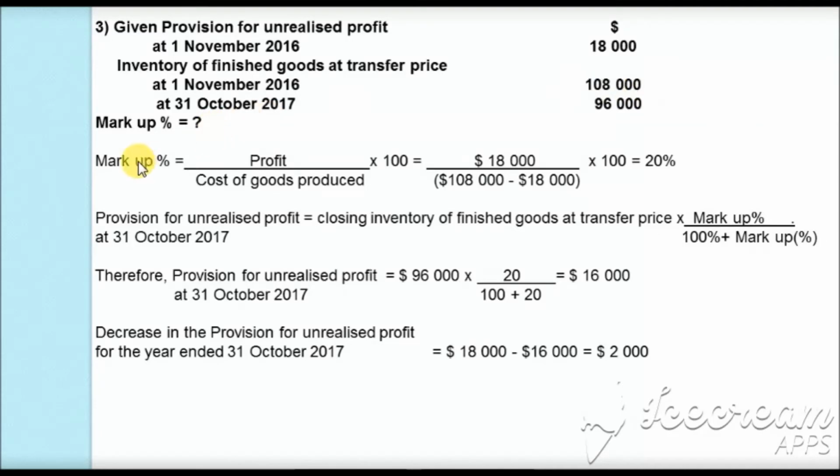For markup percentage, we have the formula that markup percentage is equals to profit divided by cost of goods produced times 100. So for profit, we are going to use the provision for unrealized profit at 1st November 2016, which is $18,000. You see, the provision for unrealized profit is the provision which is made because the factory profit is not yet realized from the unsold finished inventory, and as it has not been sold yet, this cannot be recorded as factory profit based on prudence concept. Hence, we make the provision for this.